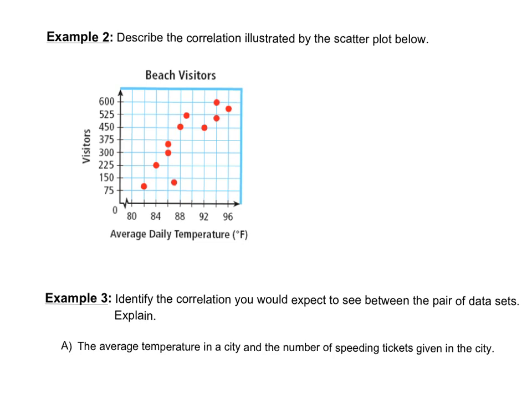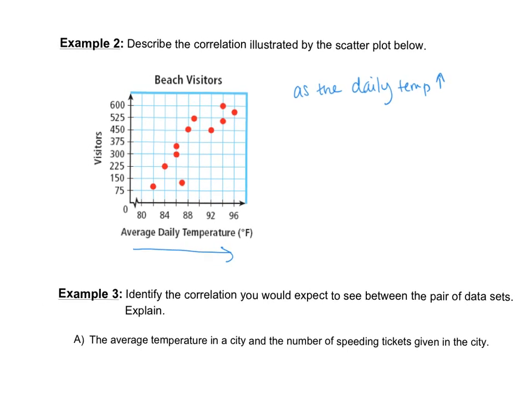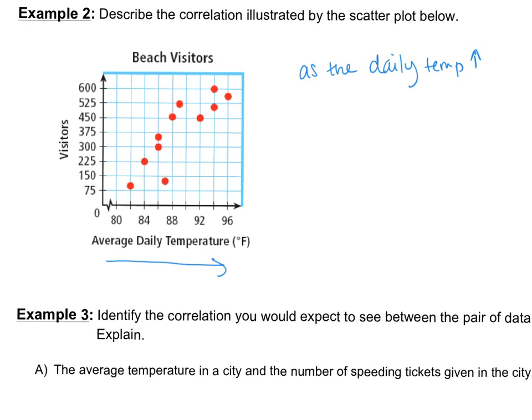Here we're asked to describe the correlation. So I'm looking at my x-axis first. As the average daily temperature increases, let's see what's happening to the number of visitors. Well, it seems like the number of visitors are increasing. Since as one thing is going up, the other is going up, that's a positive correlation.